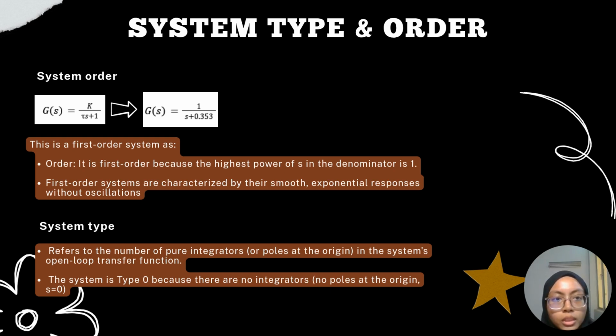And for this system, there is no overshoot because it is first order, and the steady state error is 0 because it is a type 0 system.